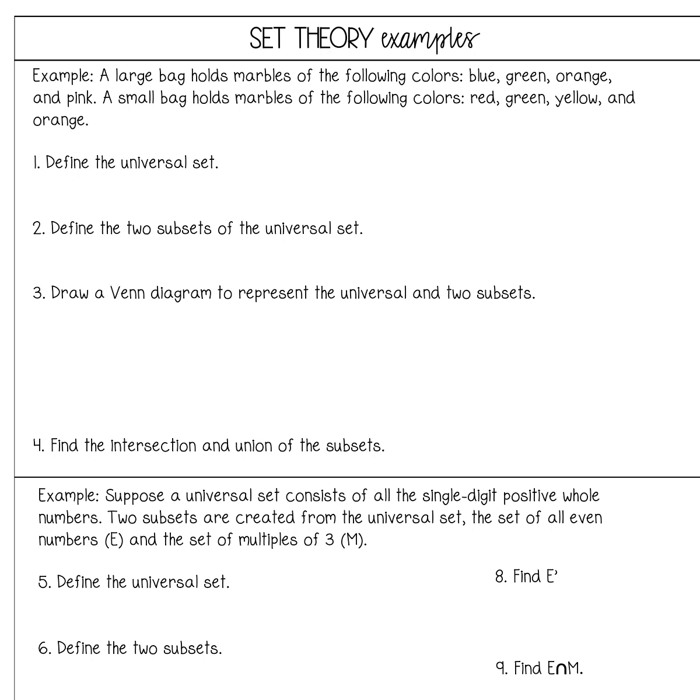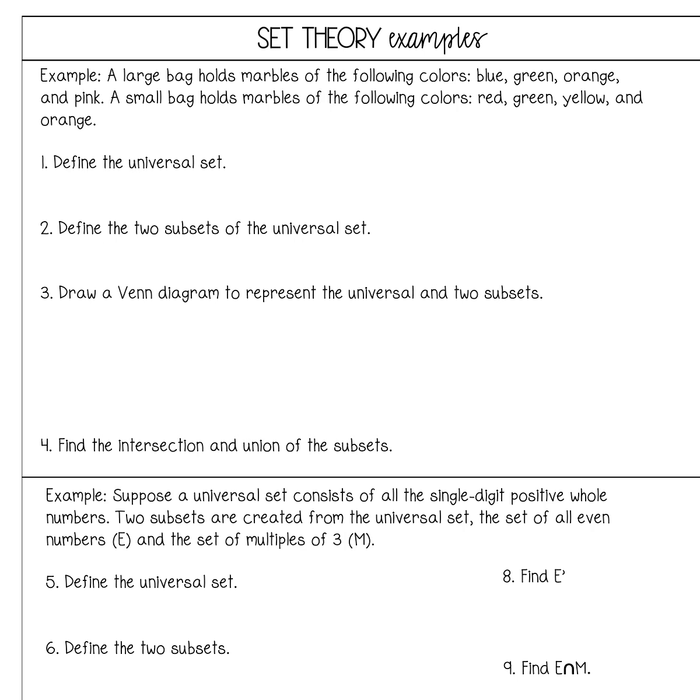So our first example is we've got a large bag that holds marbles of the following colors. Those colors are blue, green, orange, and pink. And we have another small bag that holds marbles that are red, green, yellow, and orange. So we've got two sizes of bags. So I'm going to start with our two subsets because I think we can take our subsets and then make sure that we have everybody when we go back.